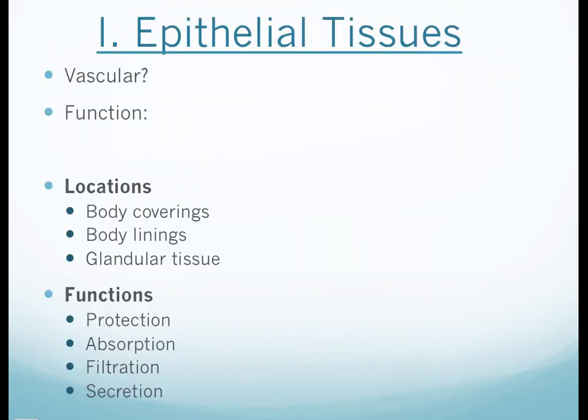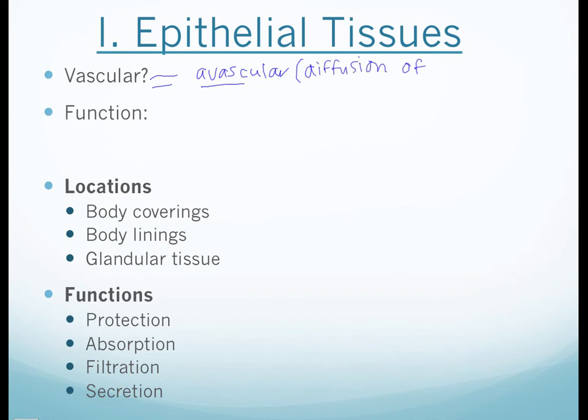All right, so we're going to first start off with this epithelial tissue. And epithelial tissue is avascular. What does that mean? That means that there are no direct blood vessels running in these tissue cells. Okay, so they're avascular. And the only way that these tissues and cells can get all those nutrients and oxygen is by diffusion.